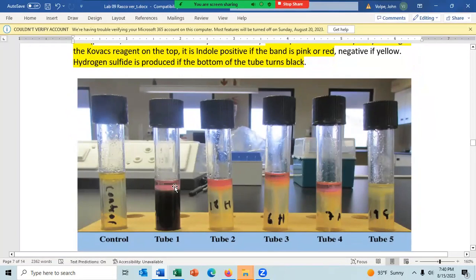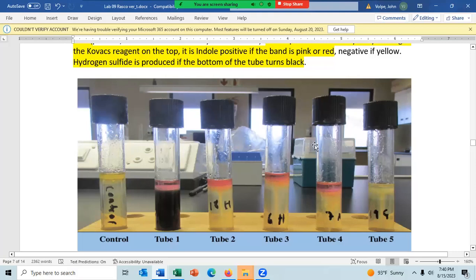So these tubes, tube 1, tube 3, and 4, are indole positive. The control in tube 5 is indole negative. You then look to see if the tube is black, and if the tube is black, hydrogen sulfide is being produced. So the SIM tube is looking at sulfur production, hydrogen sulfide, it's looking at indole being produced when you add the Kovacs reagent, and then it's looking at motility. So SIM: sulfide, indole, and then motility. That's what SIM stands for.